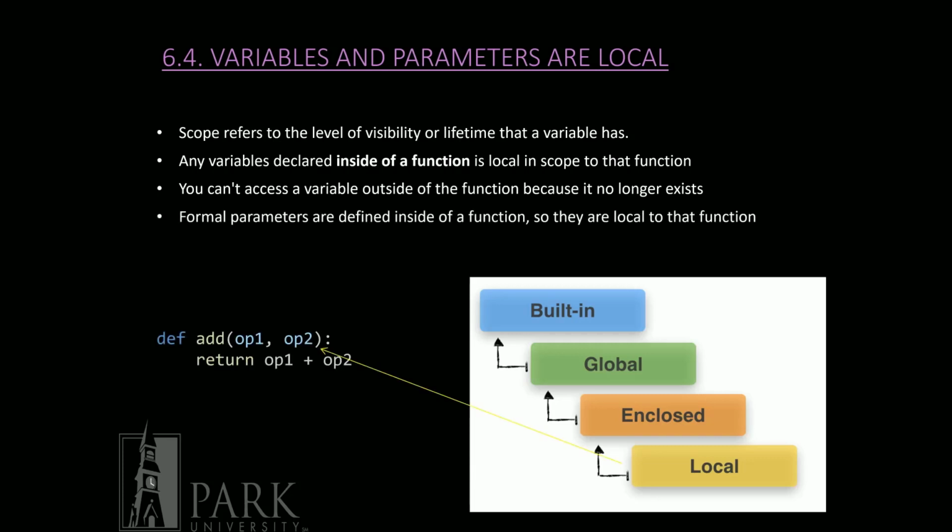Formal parameters are defined inside of a function. So you can see right here, op1 and op2 are formal parameters. These are variables that are local in scope to the add function. So we can use them anywhere inside the body of the function, but once we leave this function, these 2 variables no longer exist.